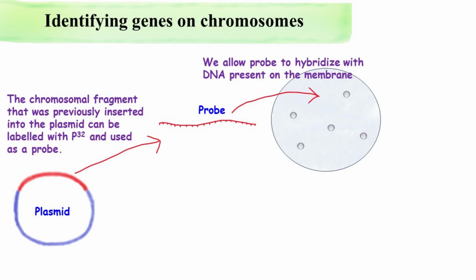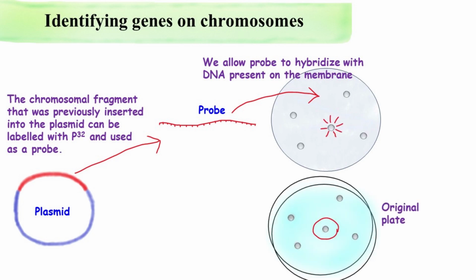The colony that shows positive binding with the probe can be traced back to the original plate. The plasmid from this colony will have cDNA that is complementary to the probe. Hence, if you observe carefully, the cDNA present in the plasmid is the gene that was originally present on the normal chromosome but absent in the abnormal one.